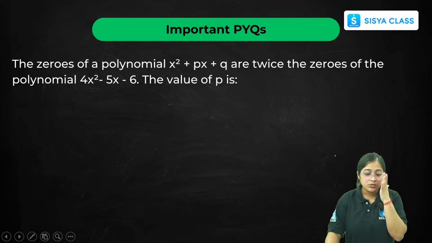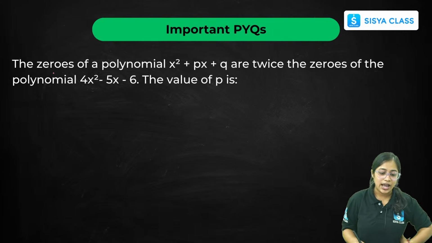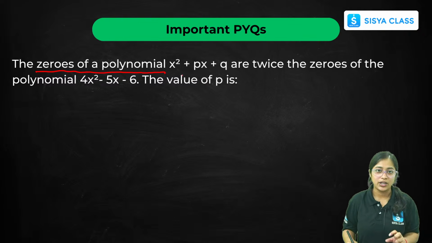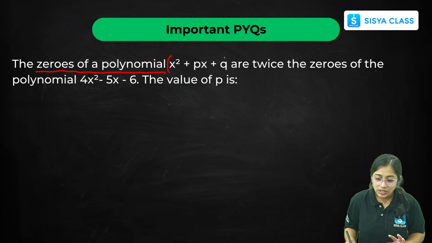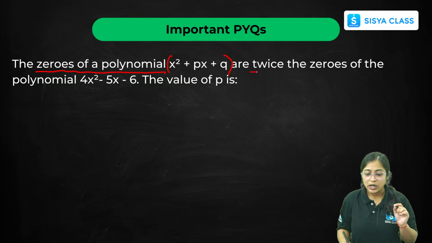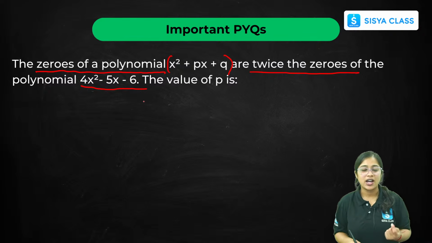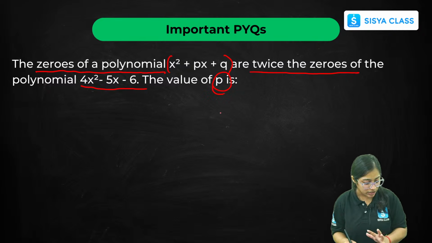Okay, now let's move to the next question. So here what is the question? The zeros of a polynomial, so you have this polynomial x square plus px plus q, right? So the zeros of this polynomial are twice the zeros of the polynomial 4x square minus 5x minus 6. So what is the value of p here? That is the question, right?